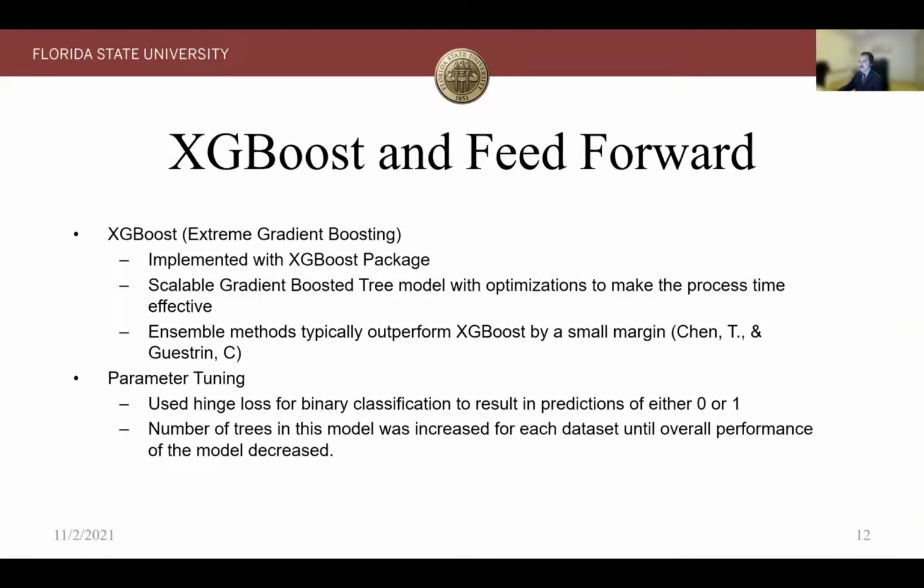Looking at previous studies, XGBoost is typically one of the highest performing models, and ensemble methods typically outperform XGBoost models by a small margin. Parameter tuning was used to improve the overall score of XGBoost when performing binary classification. Hinge loss for binary classification was used to produce predictions that were either 0 or 1. The number of trees in this model was increased for each data set until overall performance of the model decreased.